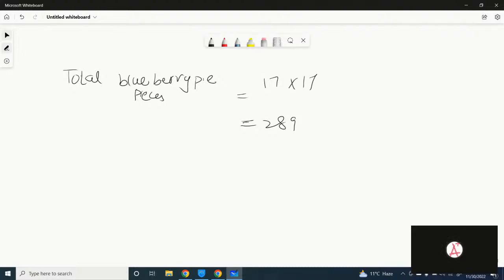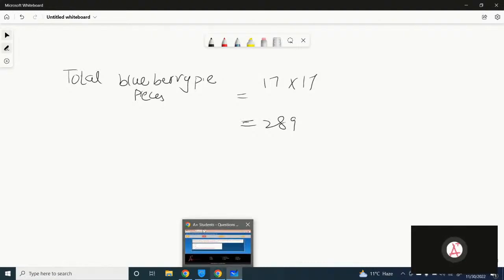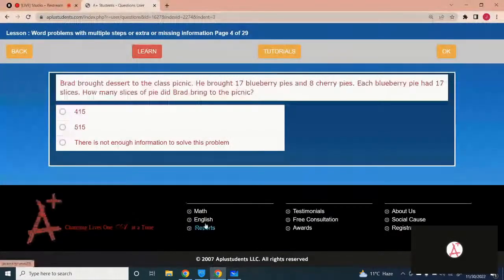You have to calculate 8 cherry pies. But you are not given the pieces of the 8 cherry pies. Got it? You are given 8 cherry pies, but you are not given how many pieces there are in 8 cherry pies. Because here you have how many slices of pie did Brad bring to the picnic.